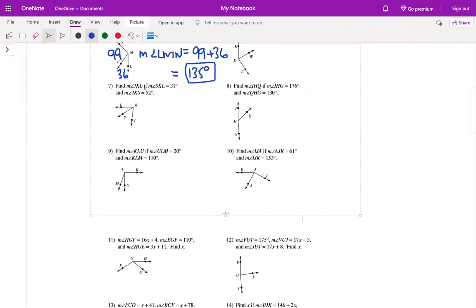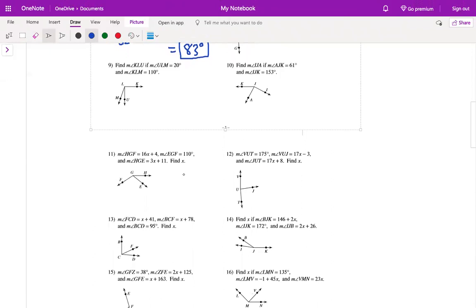Okay, number 7, measure JKL. So we have to find the measure of the big one. If the measure of SKL is 31, SKL, so that's the small one, it's 31. And the measure of JKS is 52. Well, we know that the measure of the larger one, angle JKL, is going to be the sum of the smaller ones. So that's going to be 31 degrees plus 52 degrees, and that gives us 83 degrees. Okay, if you worked it out by yourself, hopefully you got the same answer.